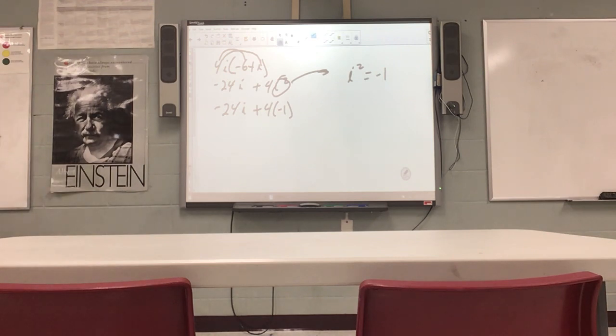Okay, and you know what 4 times negative 1 is. So I could say this is the same as negative 24i minus 4, right? You with that? But I still can't stop. I've done all the math there is to do, but I can't circle that yet. That's not in standard form. What's supposed to come first in standard form? The real number. So I just need to flip these now. Negative 4 minus 24i. Very good.